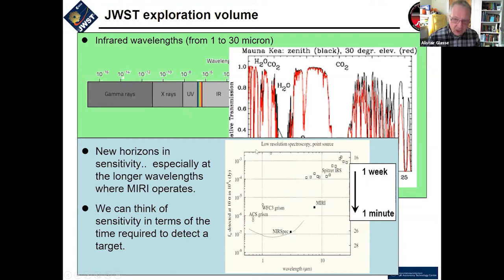Okay, this is a kind of complex diagram. This is a sensitivity diagram. The only thing you really need to know is that the lower down your instrument or observatory is in this diagram, the more sensitive you are. And critically, the faster you can observe a faint target. So if MIRI is observing a distant galaxy, it would take MIRI a minute to do what the best previous observatory, the Spitzer Space Observatory, would take a week to do. So in terms of speed and efficiency, this is a huge gain.